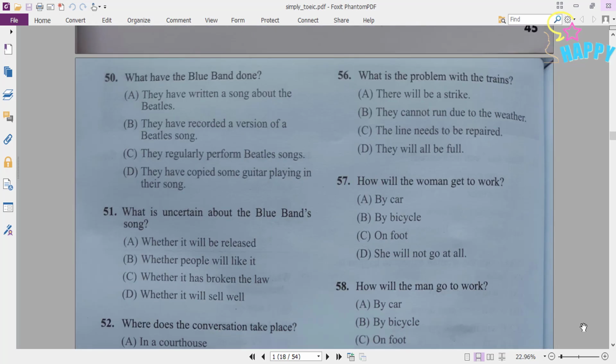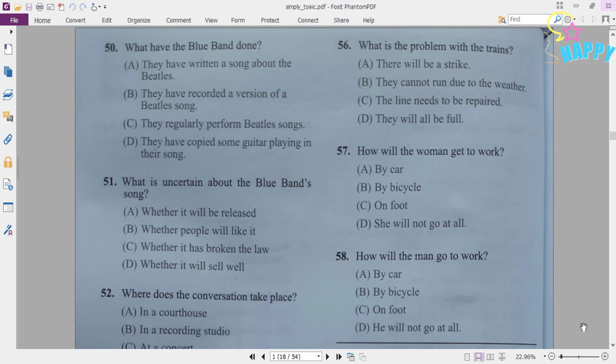Questions 50 through 52 refer to the following conversation. So what does the law say on this matter? It says that only the copyright owner may make copies of the music, and that includes parts of the original song as well as the whole. So in this case, the Blue Band's taking a Beatles guitar riff and using it in their new single is an infringement of copyright. Yes.